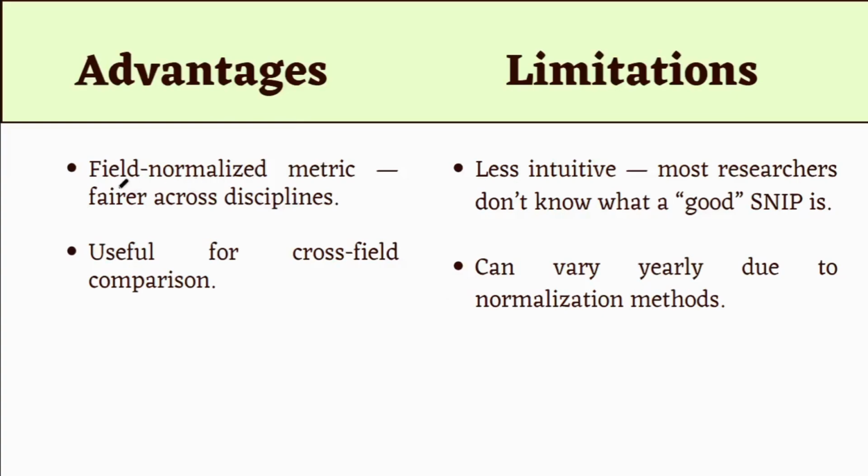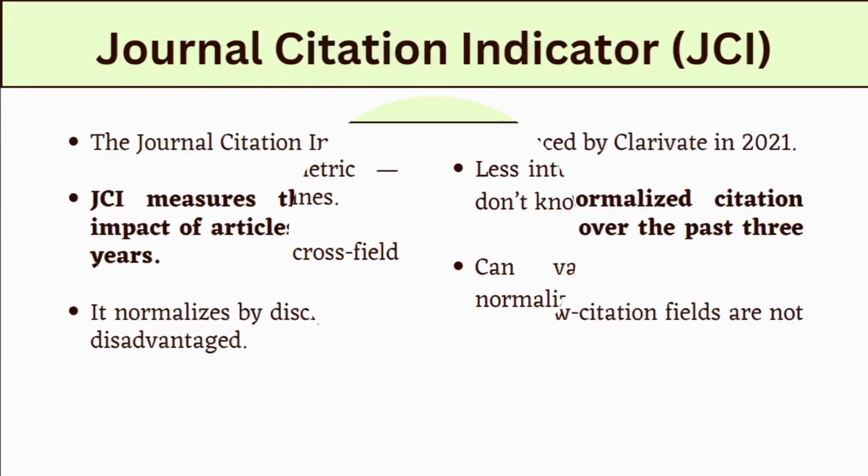Advantages of SNIP: it is a field normalized metric, it is fairer across disciplines, and it is useful for cross-field comparison. Limitations: it is less intuitive. Most researchers don't know what a good SNIP is, and it can vary yearly due to the normalization method.